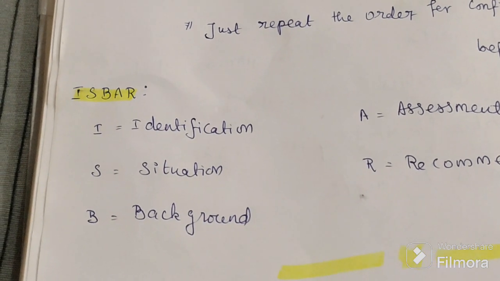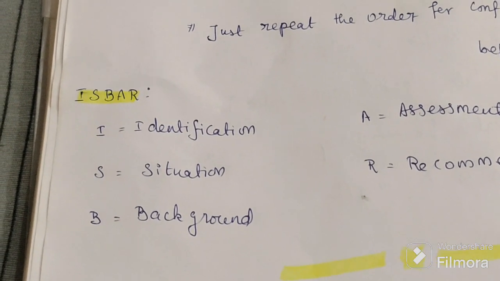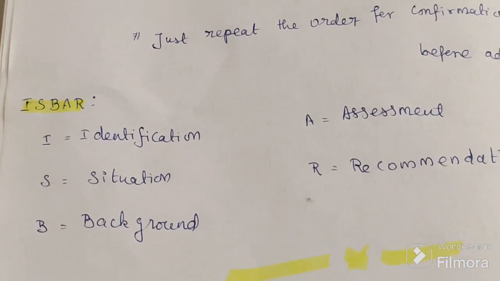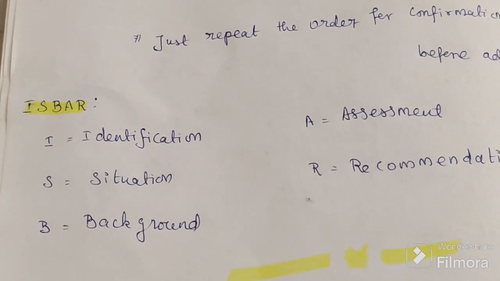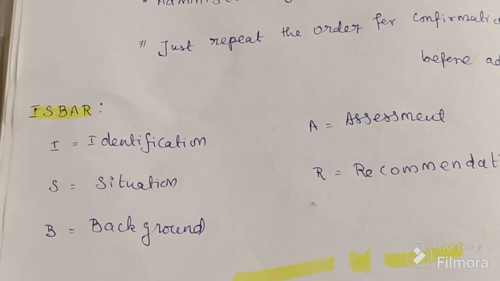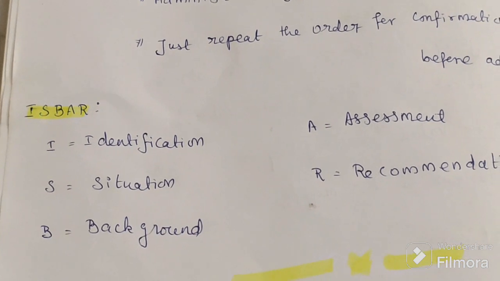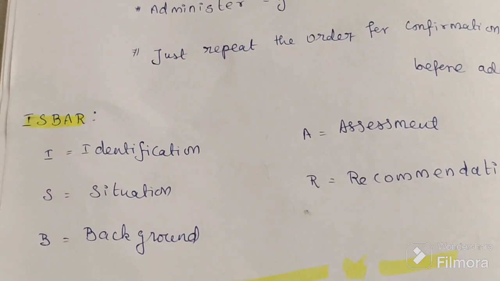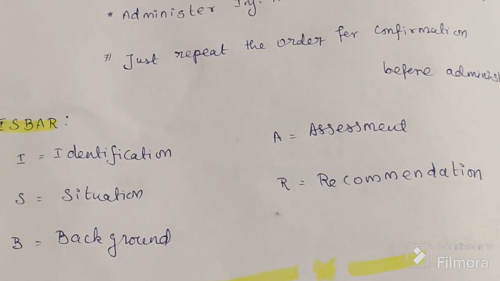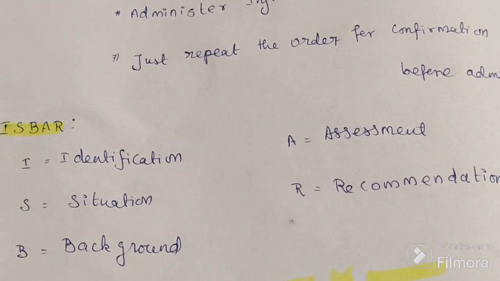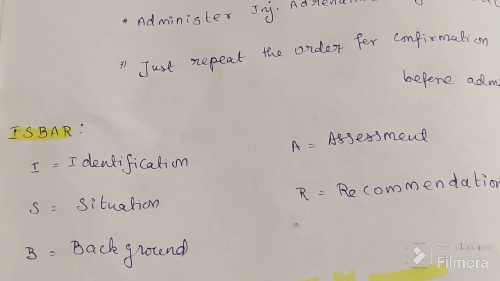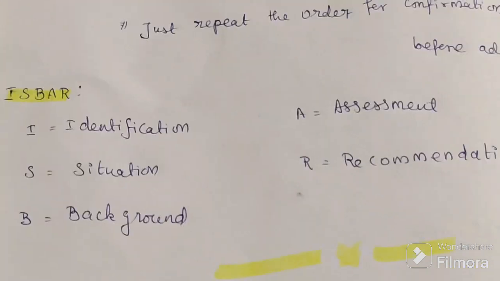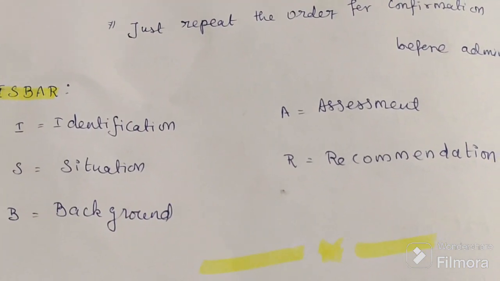In identification, which includes patient full name, MRN, date of birth, age and sex. Situation, for example, if the patient got admitted with complaints of multiple episodes of vomiting and diarrhea, that will come as the situation. Background: if the patient is a known case of diabetes mellitus or hypertension, that can be mentioned in background.